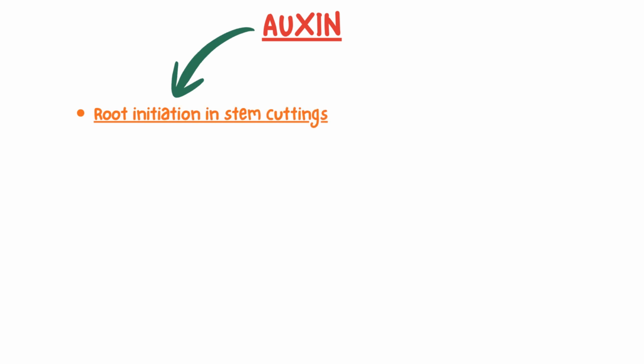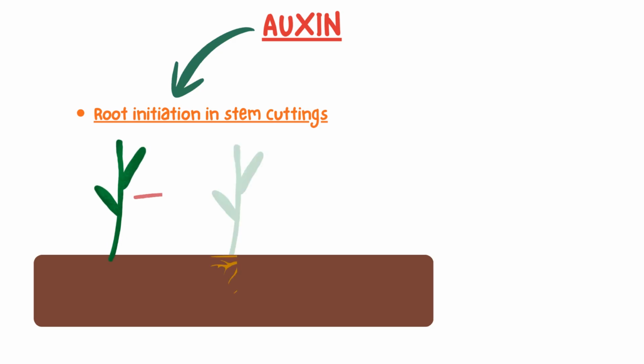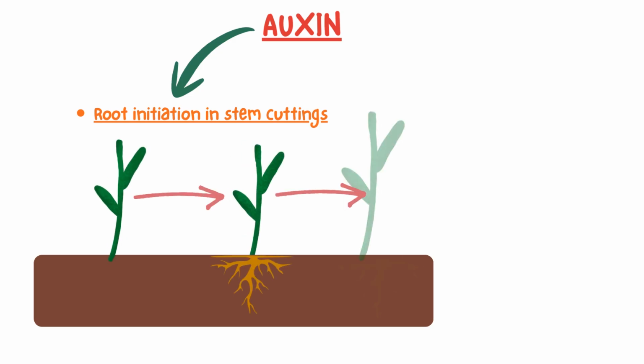Auxin also promotes growth of roots in stem cuttings, thus helping in vegetative propagation. When we bury a stem cutting in soil, it initiates growth of roots in the stem, and ultimately leads to the overall growth of the plant.